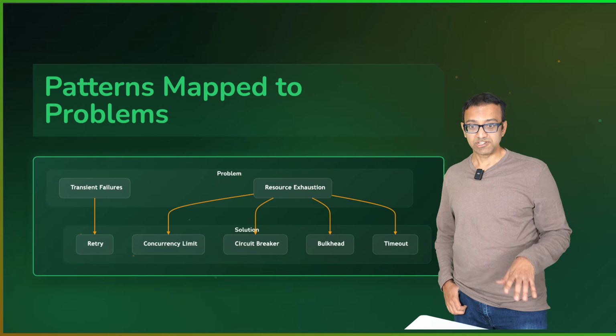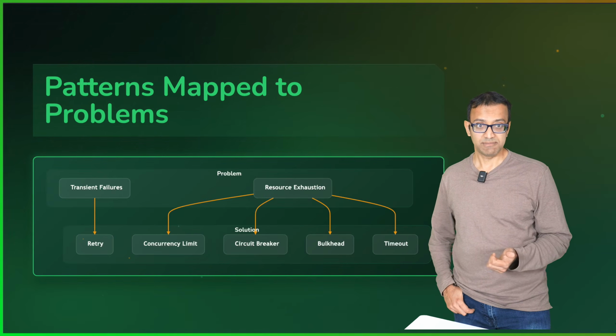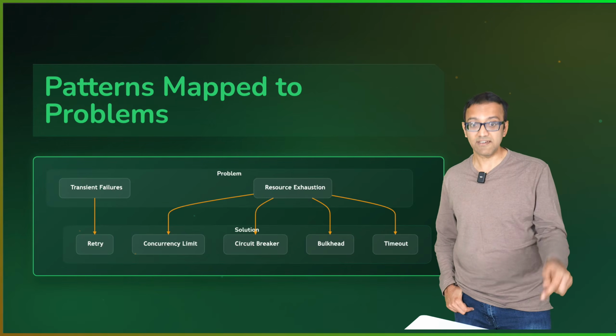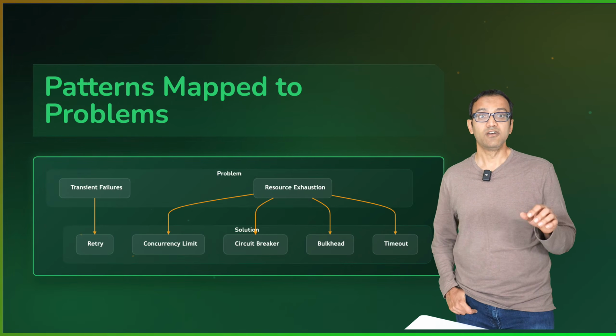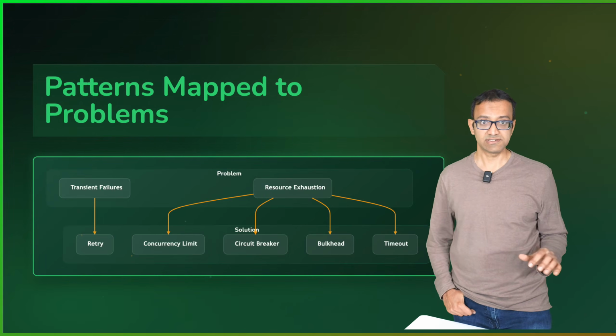In this workshop, we're going to focus on retry and concurrency limiting, right? Because these are the two patterns that Spring Framework 7 has decided to provide full first-class support for, right? And they do it through simple annotations, right?